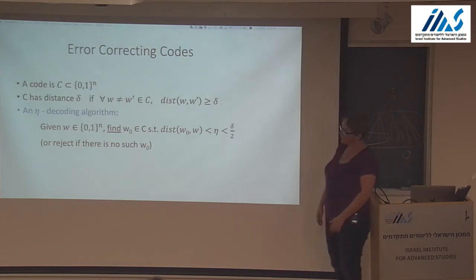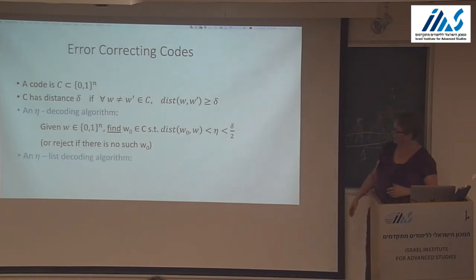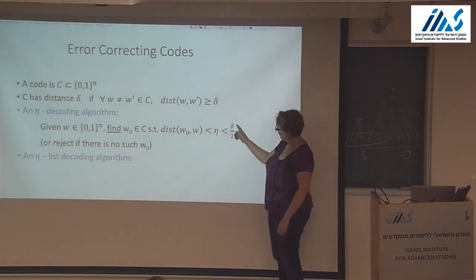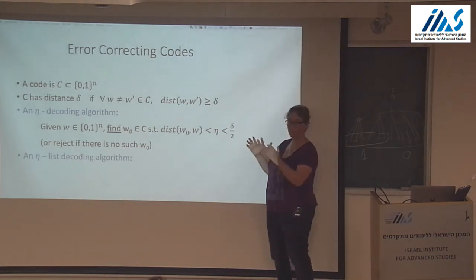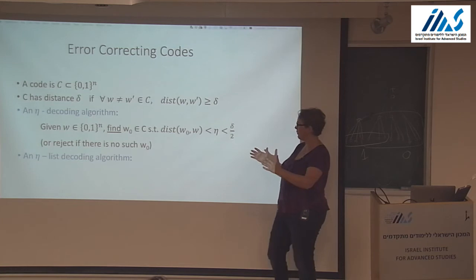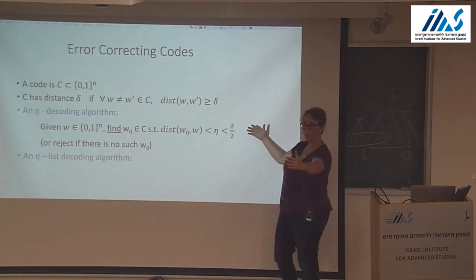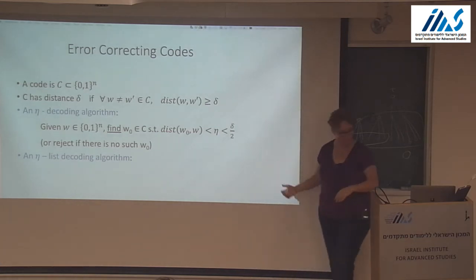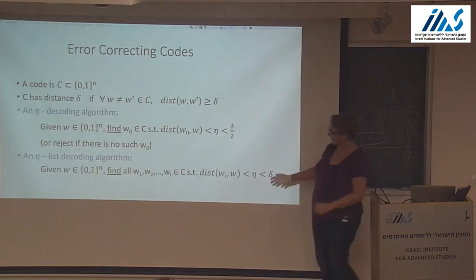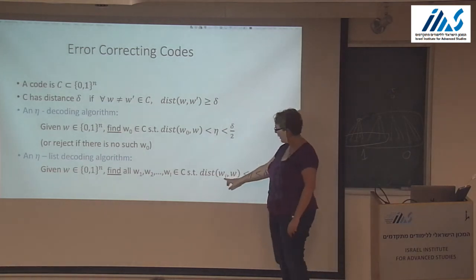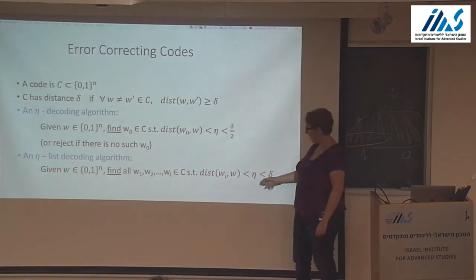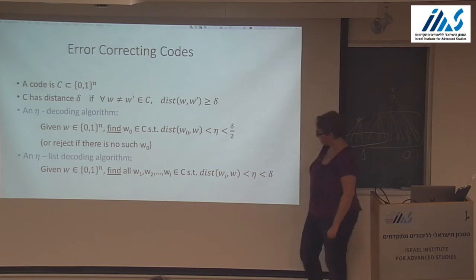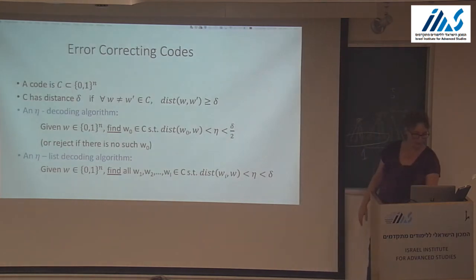So this is a decoding algorithm, and now there's also list decoding. If you only want to find things in radius delta over 2, there's going to be a unique answer. But there's also a notion of list decoding where you allow yourself to go all the way up to distance delta. And then there might be more than one word, but there aren't many. We know this by the Johnson bound. So a list decoding algorithm needs to give all of these. It's the same thing: you get W, and you need to find every Wi that's within distance delta of your W. Okay, so this is standard.